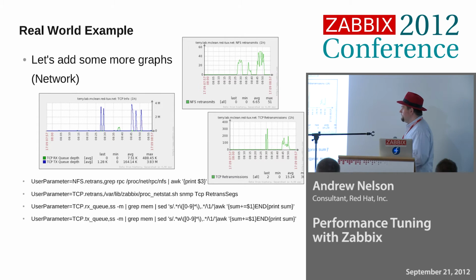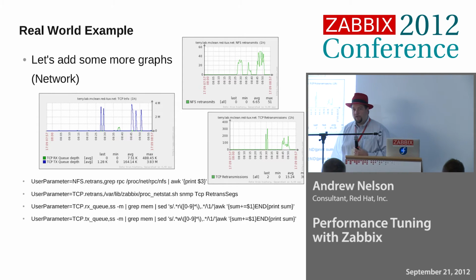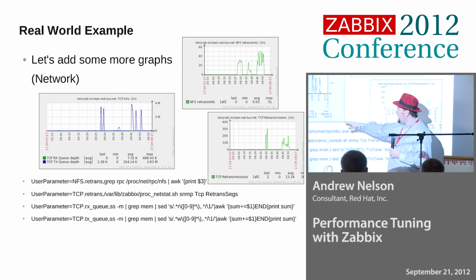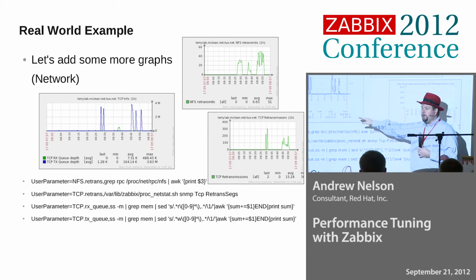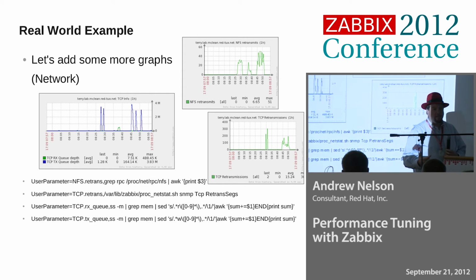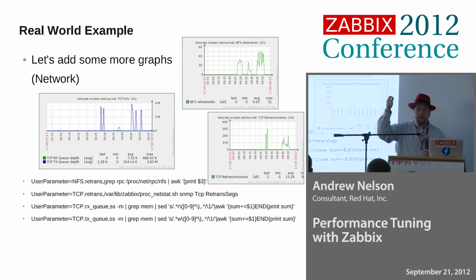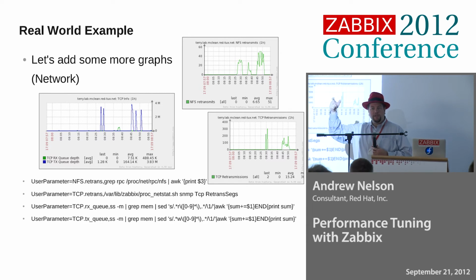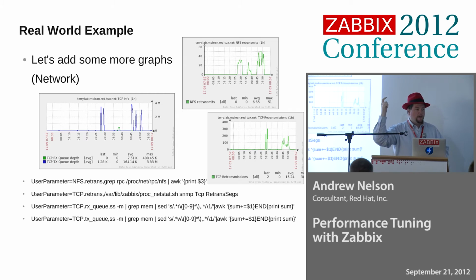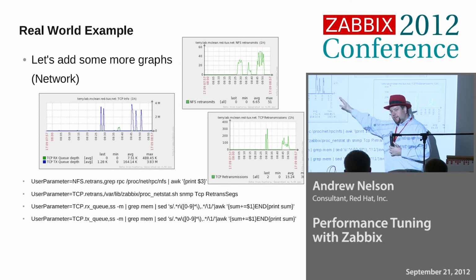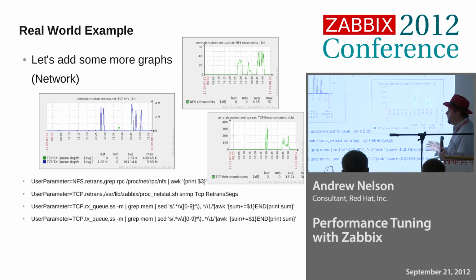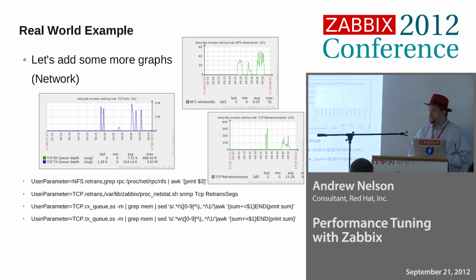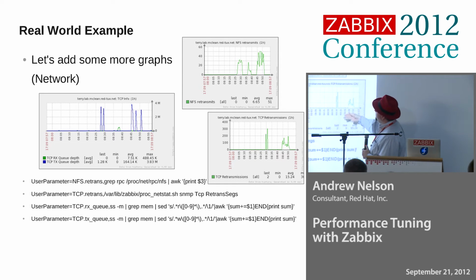So let's add some more graphs, and start looking at some more interesting details. Here we're going to look at TCP queue depths. We're looking at the network driver layer essentially, and we're saying how much data is waiting to be transmitted by the TCP stack, and how much data is received waiting to be operated on by the TCP stack. These are an interesting one, and I'll talk about that in a second. They're kind of a little misleading, but they show some other really interesting things going on under the covers.